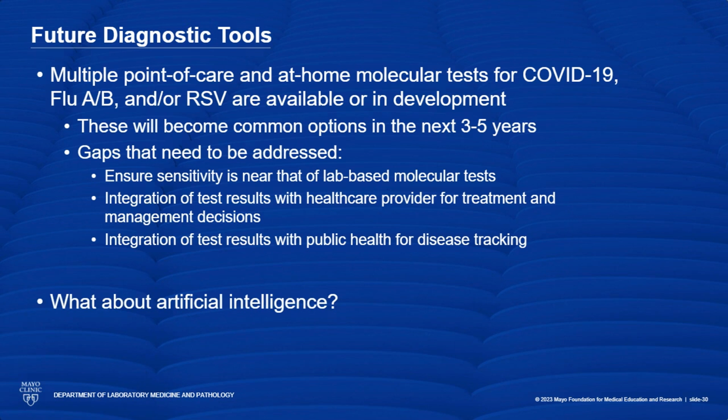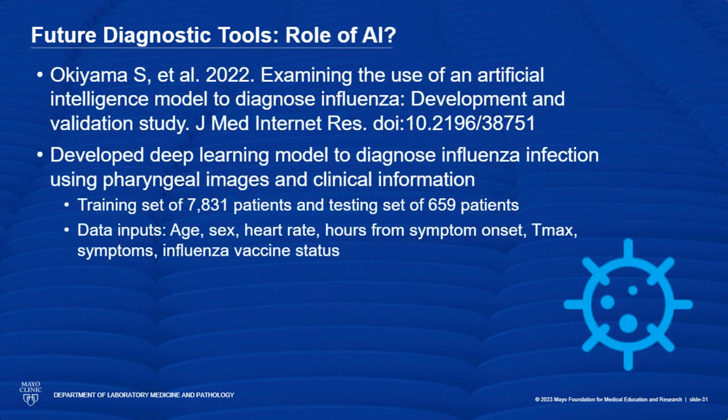And then artificial intelligence is of course a buzzword right now. Is artificial intelligence likely to play a role in respiratory viral infection diagnosis in the future? I think it probably will be. There's already been several studies looking at the application of AI. Here's one from 2022 that looked at AI to diagnose influenza infection. What they did was they used cell phone pictures of patients' throats, so pharyngeal images, as well as clinical information and vaccine history. So they did a training set of roughly 7,800 patients.